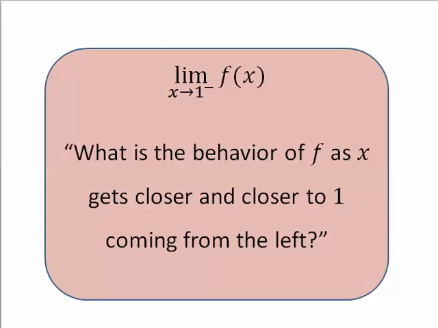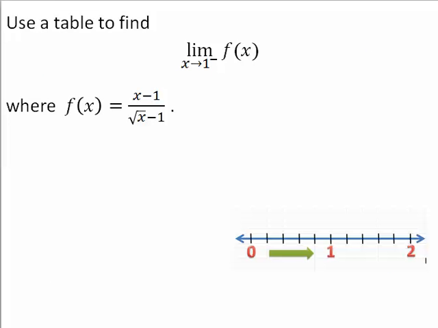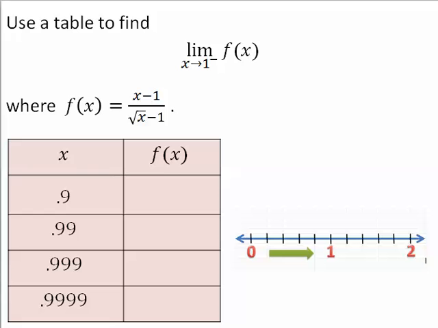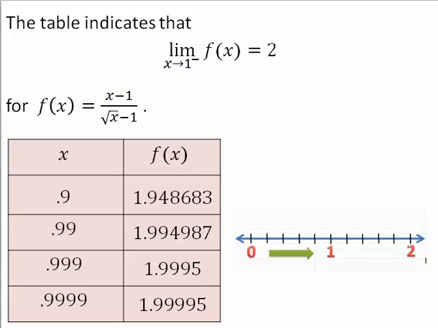What is the behavior of f as x gets closer and closer to 1 coming from the left? Let's do an example. Suppose I'd like to find this limit. If x is approaching 1 from the left, x is less than 1, but getting closer and closer to 1. And so my table would look like this. And when I fill it out, I find that the limit is equal to 2.